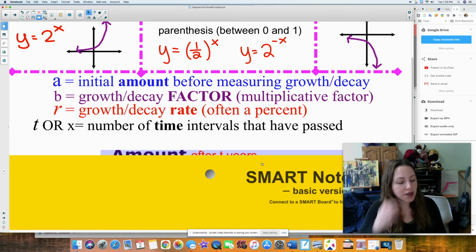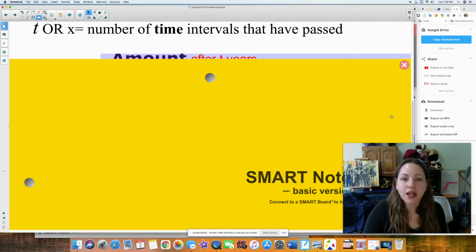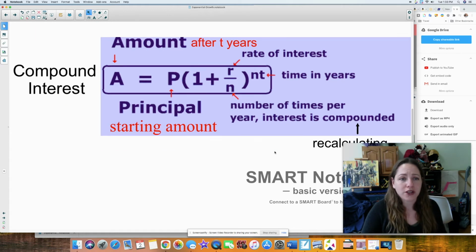Okay, the stock market, if you're listening to everything that's going on with GameStop right now, all of that has to do with compound interest. So it's a really, really, really important idea. And so I want you to write this formula down.